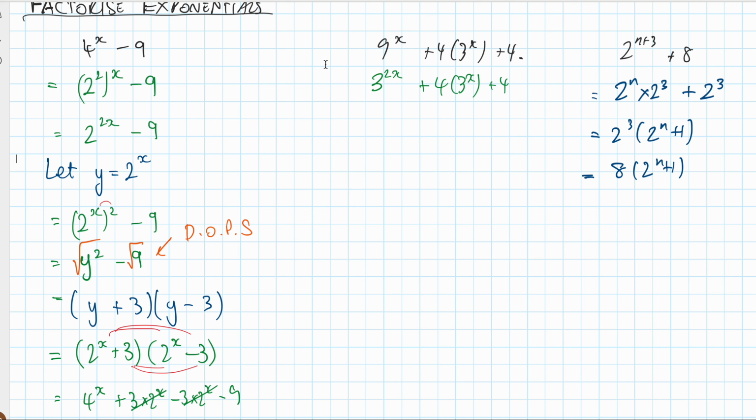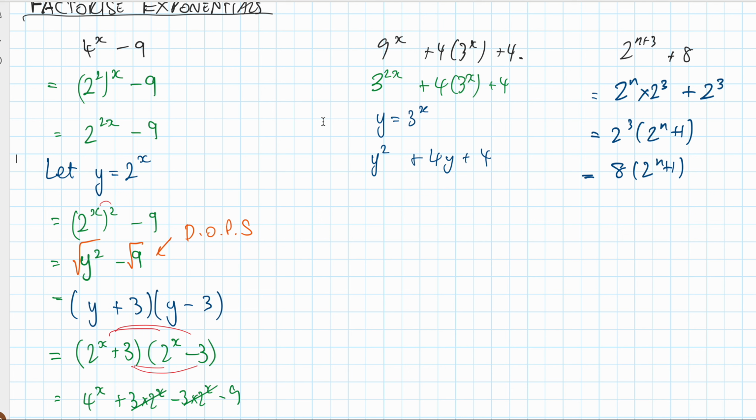Now you can have a look into why that's the case. 9 to the x is equal to 3 to the 2x, but when you've done enough of these, you can go straight there. Now we can use our dummy if you so wish. We can let y equal 3 to the x, and then we can swap in y squared plus 4y plus 4. And now we can factorize this pretty easily.